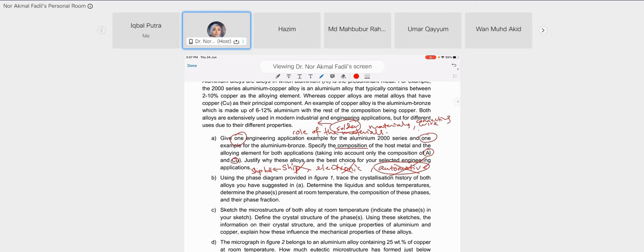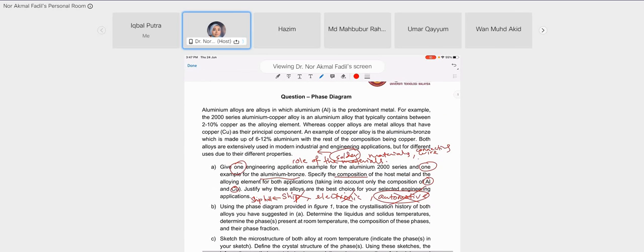Let's say aluminum bronze is used for... who did aluminum bronze? Anyone do the group assignment for aluminum bronze? None. What about aluminum copper, anyone?